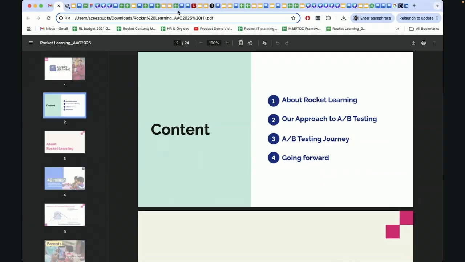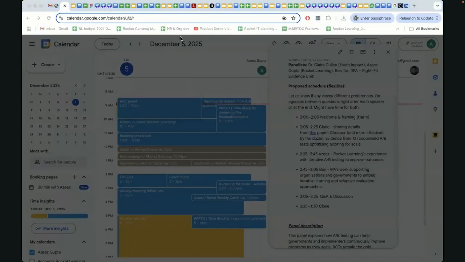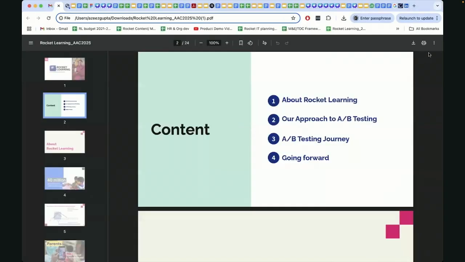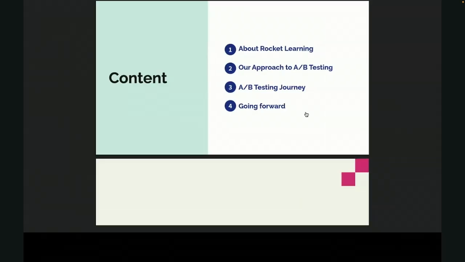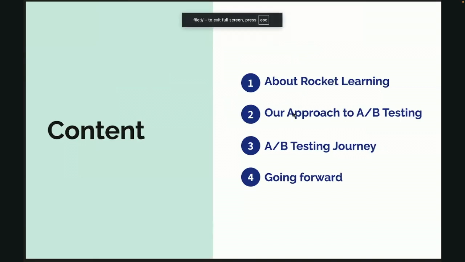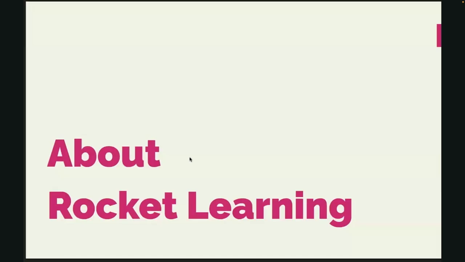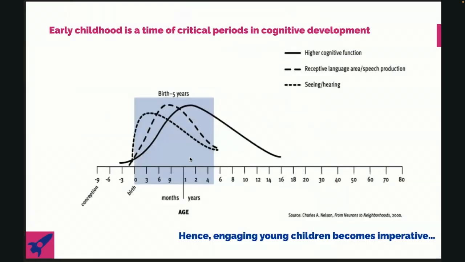Yeah, let me also full screen. Sec. All right, I think this should be good now. So, if I was to quickly share about Rocket Learning. So sorry about this, some issues happening.